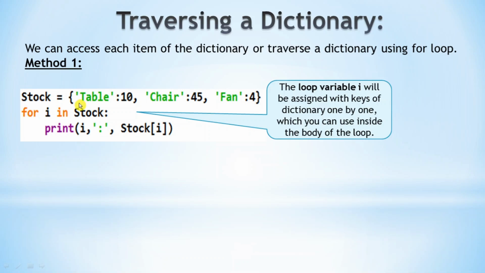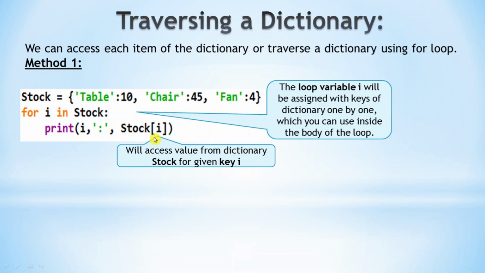That is, in the first iteration, this i will contain the value table, and in the second iteration, chair will be the value of the variable i, and in the third iteration, fan will be the value of i. So keys in the dictionary can be accessed by using this variable i. Whenever we print the variable i inside the body of the loop, the key will be displayed. And in order to access the value, the dictionary name followed by the key, here stock of i.